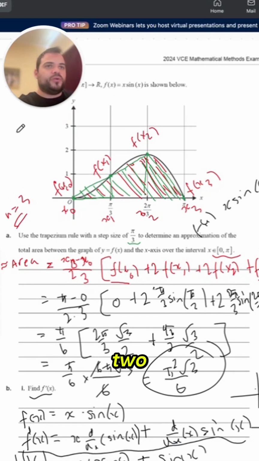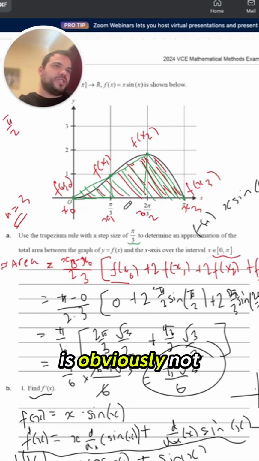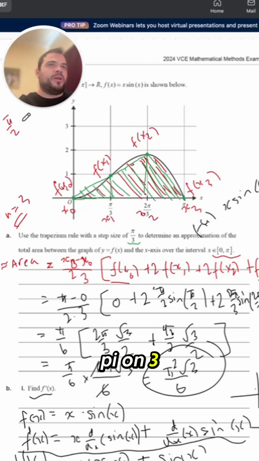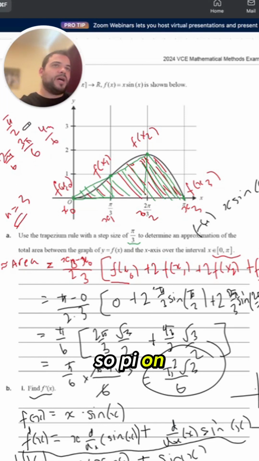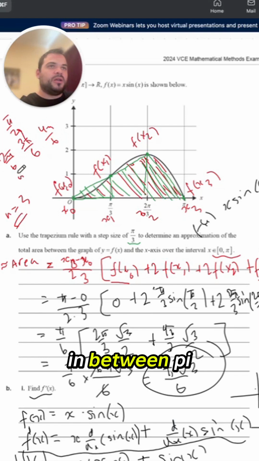Pi on 2 is obviously not the same denominator as pi on 3 or 2 pi on 3. So we'll convert all of these to the same denominator so we can work out where they are relative to each other. So 2 and 3 have a common denominator of 6. So pi on 3 is going to be 2 pi on 6. Pi on 2 is going to be 3 pi on 6. 2 pi on 3 is going to be 4 pi on 6. So pi on 2 is halfway in between pi on 3 and 2 pi on 3.